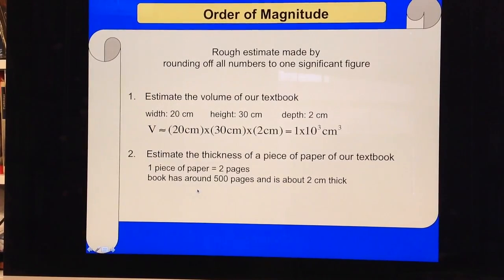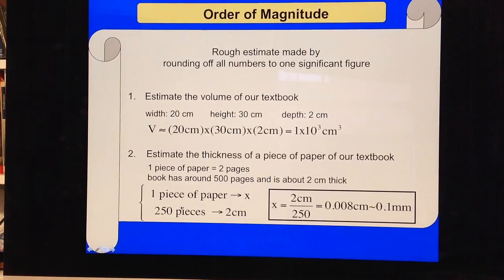Okay, so look at the information that we have. We already estimated the volume of the book, right? We know that in each piece of paper we have 2 pages, and we know that in the book we have approximately 500 pages, so that is, we have actually something around 250 pieces. Okay, so what do we have? We want to know what is the thickness of one piece of paper. Okay, so this is my unknown. I have 250 pieces of paper in this book, and these 250 pieces of paper gave us approximately 2 centimeters.